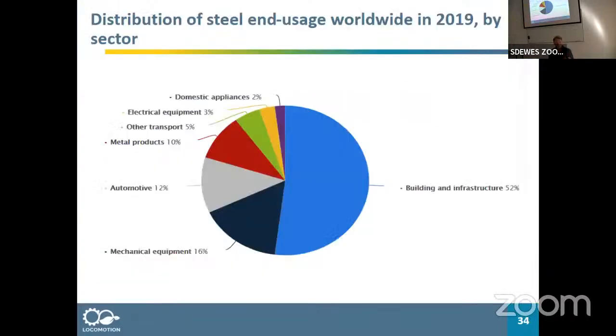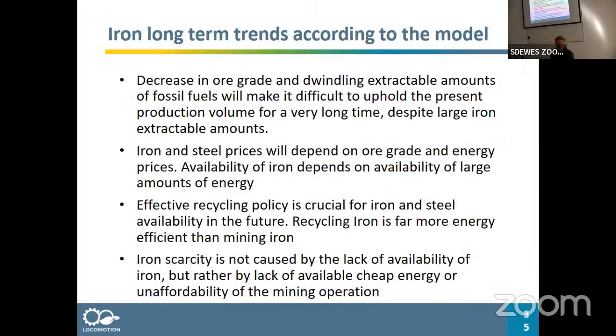So what is the distribution of steel usage in our world? We use it for building infrastructure mainly, and we use it for mechanical equipment, but also for automotive and transport and electrical equipment. In William, what are the trends that we can see in the iron model? There is a decrease in ore grade, like the extractable amounts of high quality are decreasing. Iron and steel prices depend strongly on the energy prices, so we have a relation between the extraction price and the ore quality, which is linked to the energy prices. So we try to model these effects, that when we go into the lower ore quality, the prices are rising due to rising energy prices.